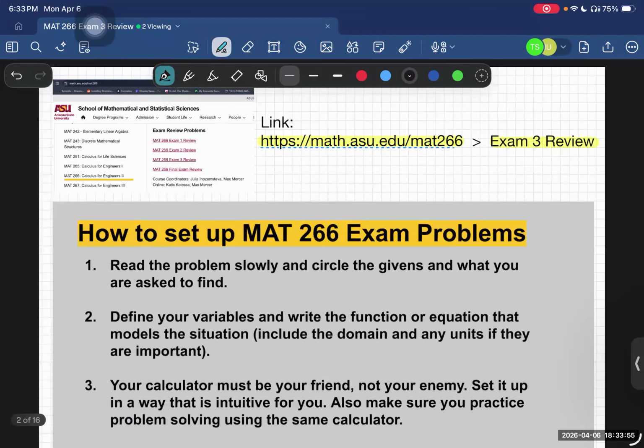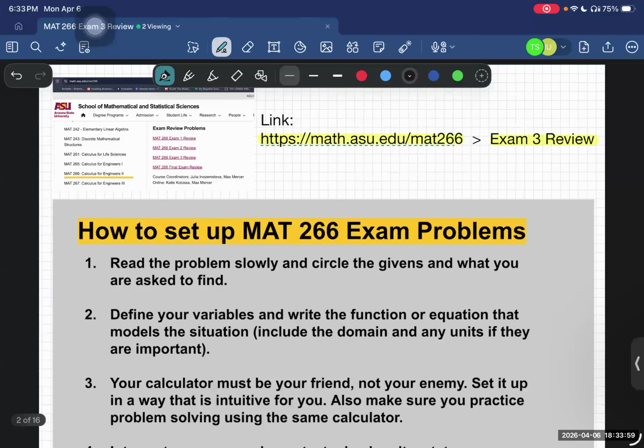The review that I'm going through, you can find the link for that right here. You can see it's also on the website of the School of Mathematical and Statistical Sciences. As they have highlighted here, you can find the exam review. All right. Let's begin with how to set up Math 266 exam problems.